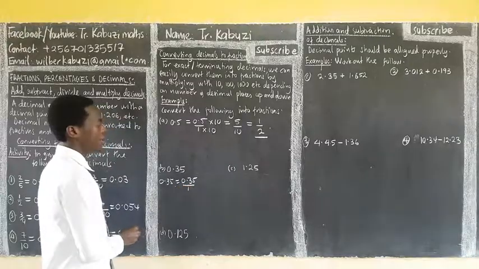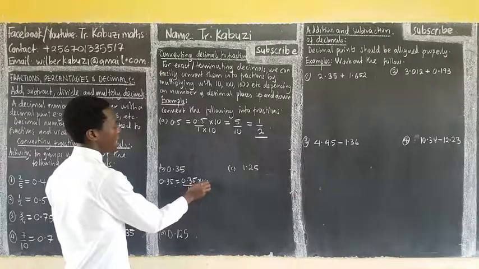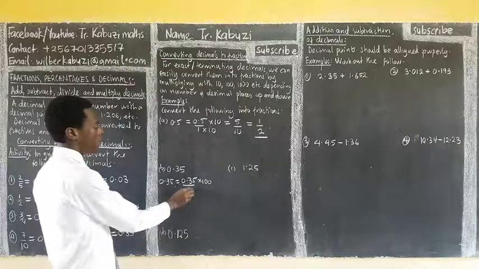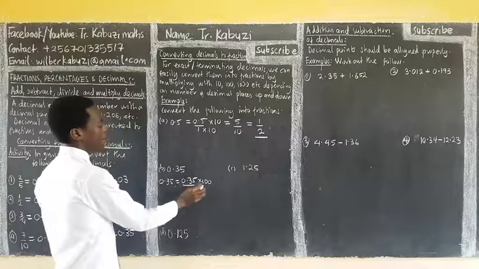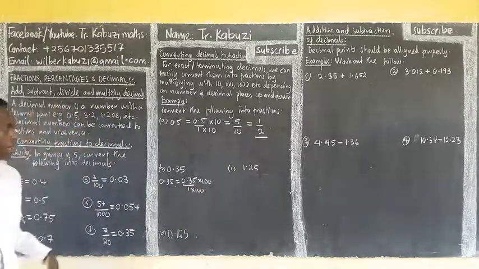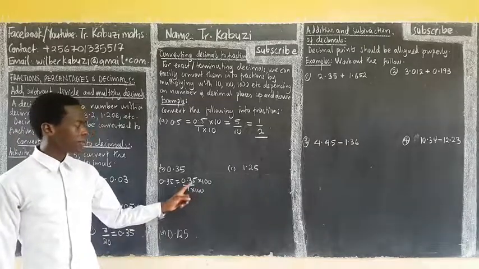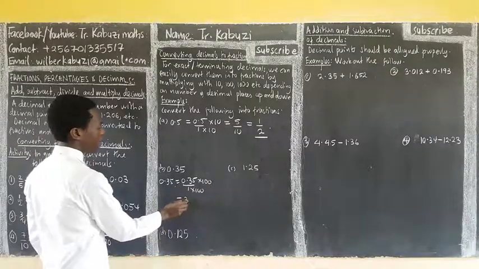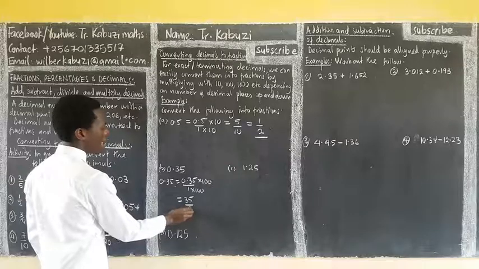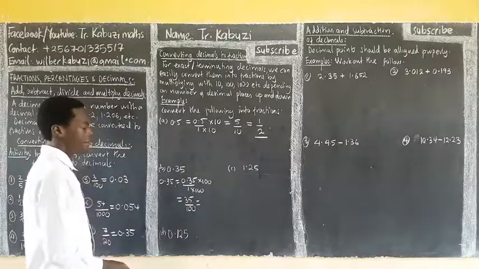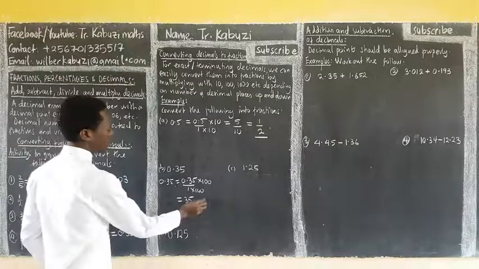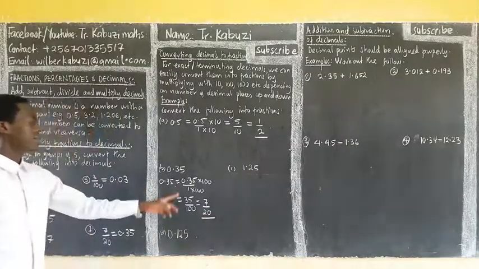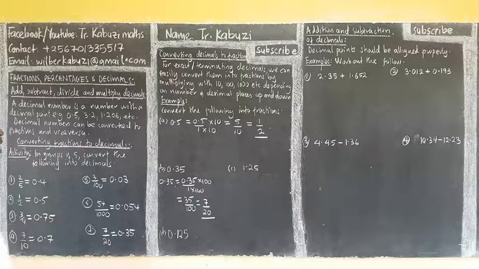Then this one is going to be 0.35, the same as 0.35 over 1. So what are we going to do after that? We multiply by 100 because we have 2 decimal places. Up and down. What you multiply up is what you multiply down. I think you can easily see. 0.35 times that, we get 35, the whole over 100. You can easily divide by 5. Divide by 5 up, you get 7. And divide by 5 down, you get 20. I think you can easily see the answer we have there.